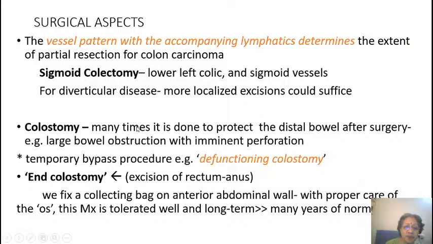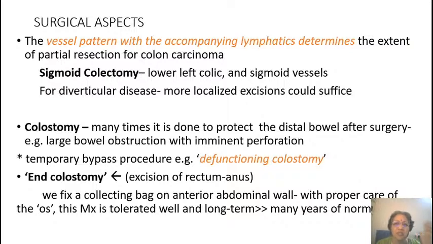So in a colostomy, many times it is done to protect the distal bowel after the surgery. That means the large bowel obstruction has come to you as an emergency and is likely to perforate at any minute, and the patient is too sick and the bowel is too sick for us to do anything about it. So we just go to a proximal healthy segment and do a colostomy with it, so that the food will not go further down into the disturbed segment and can be removed from the outside, allowing this inflamed bit to be attended to, to be healed, to be treated, whatever it may be.